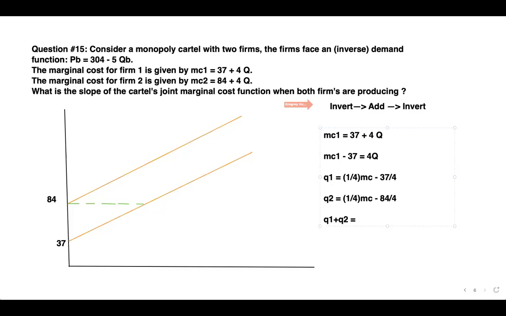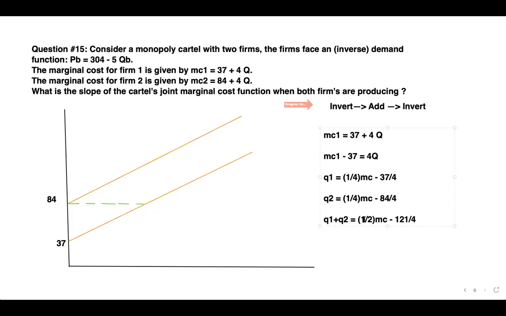I inverted it. So we have to do the steps, right? My bad. Okay, so I have 1/2 MC minus 37 divided by 4 plus 84 divided by 4. So I can just add the numerators, right? So that would be 121. Yeah, and then divided by 4, right? Okay. So that's all good.